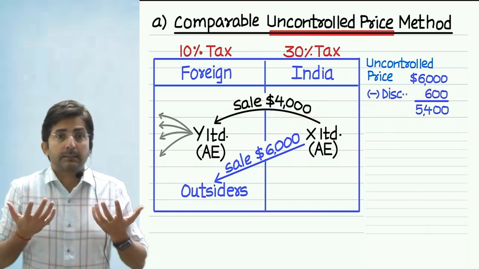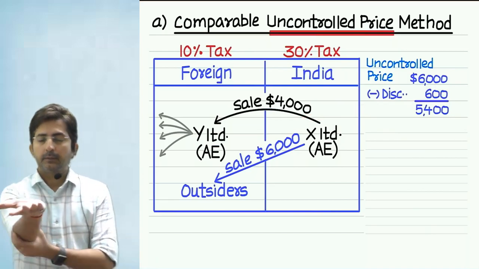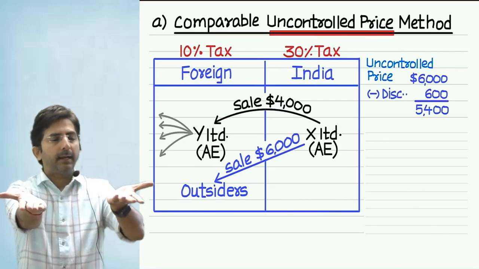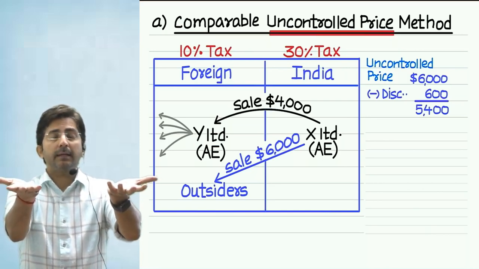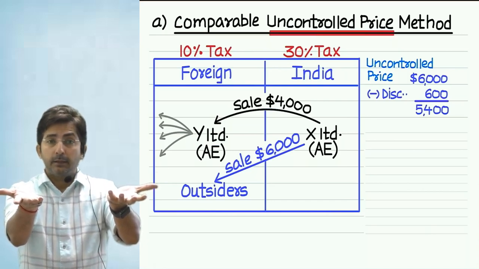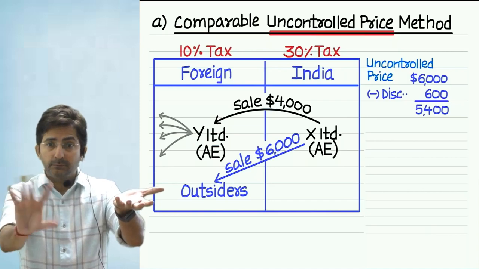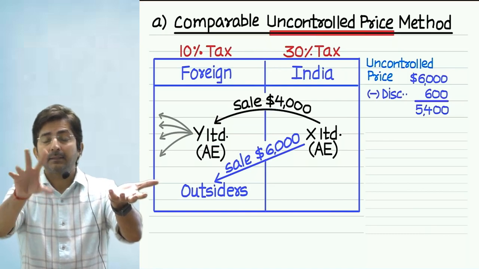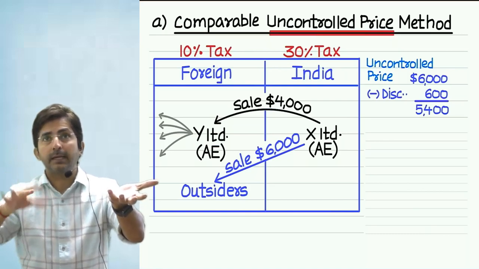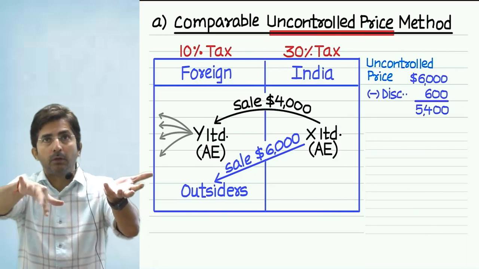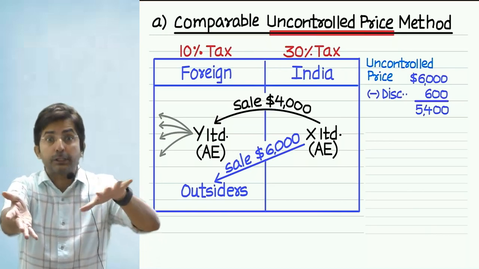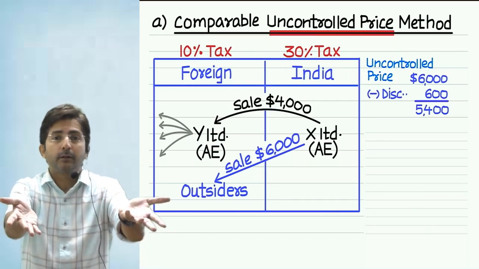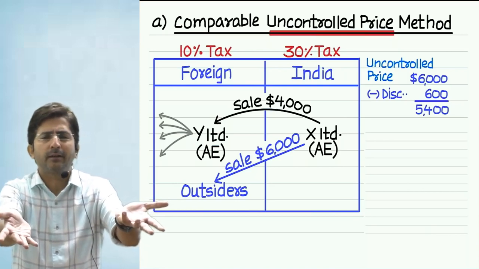Okay, but this was just one example. Now I'll give you one more example. Try that. See here, this is sale from X to Y, and this is sale to outsiders. Now imagine X Limited is saying that when we sell goods to Y, we don't give warranty. But when we deal with outsiders, with unrelated parties, we offer warranty, like one year free warranty, etc.